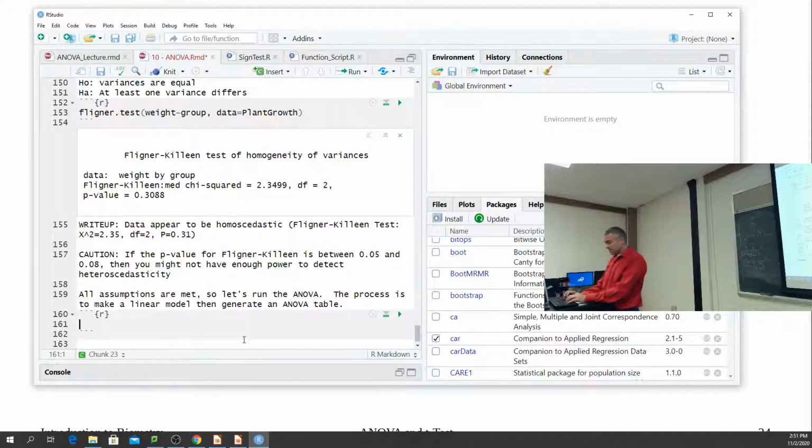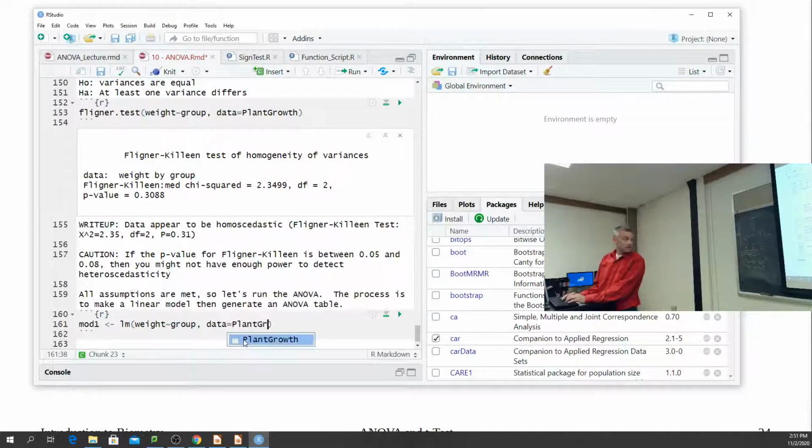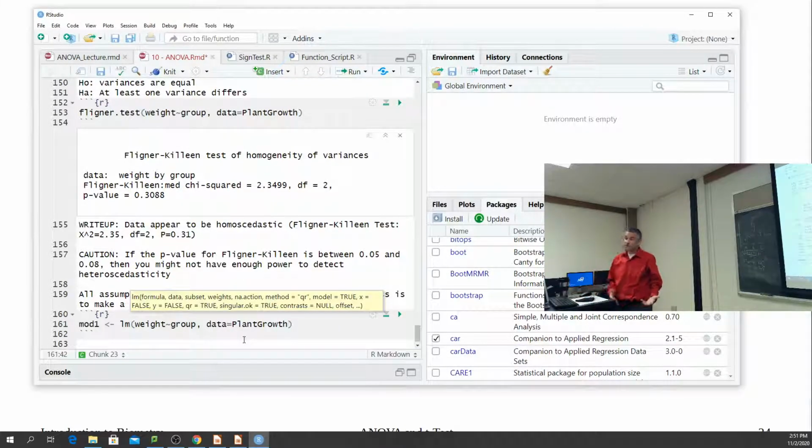All right, so I'm going to call it mod 1, just for model 1, and then I'm going to create a linear model. What's our linear model? We are predicting weight as a function of group. That's what we're doing. And I wrote it as a formula so that I don't have to use all of my dollar signs. I say, here's the variables, here's my data frame. I'm going to create that linear model.